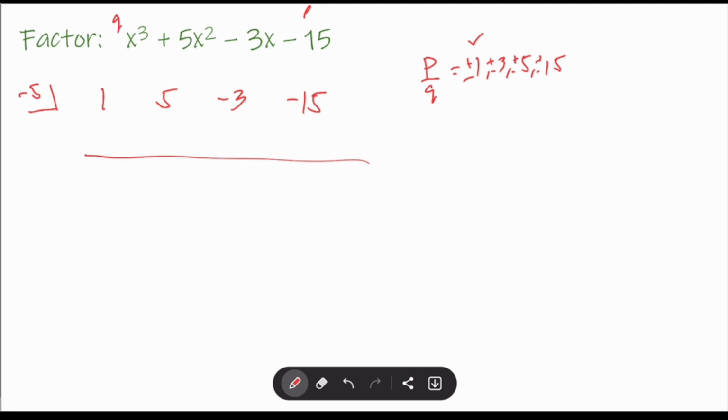So if you try -5, it will be 1, and then -5 times 1 is -5. And then here is 0. 0 times -5 is 0. And then -3. Then -3 times -5 is +15. So if you combine this, that will be 0.